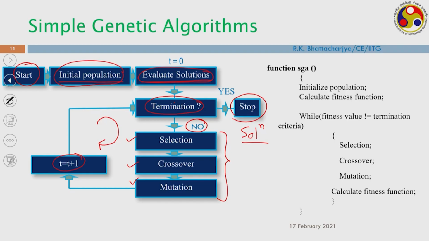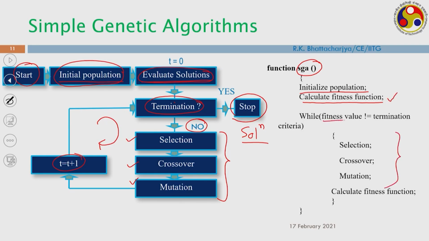I can implement it using some programming language. I can use any programming language, and that also we will discuss. Now this is the pseudocode. The function is SGA, simple genetic algorithm. This function starts with the initial population, and then you calculate the fitness function. You assign a fitness value, and that will show how fit that particular solution is. Then this while loop will continue.